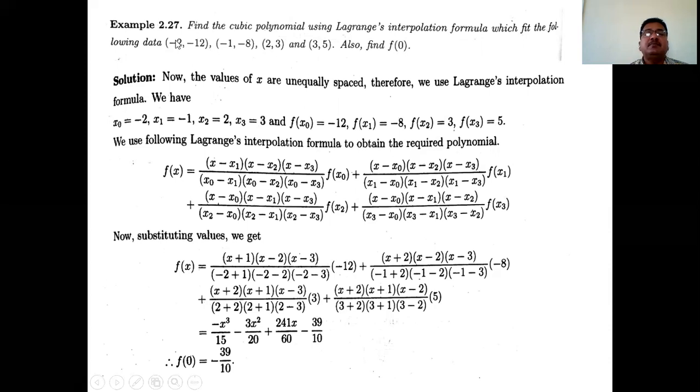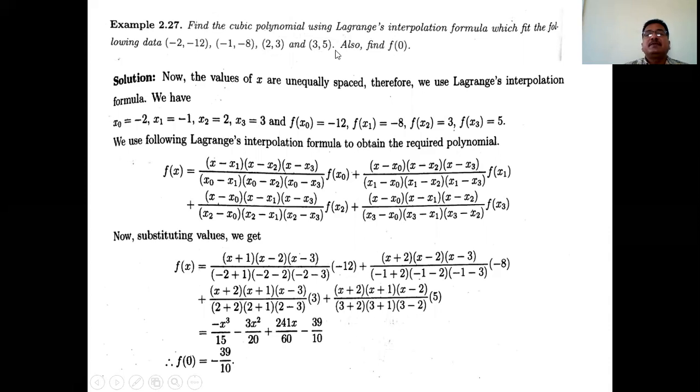what are the values of x in this problem? Minus 2, minus 1. So the distance between minus 2 and minus 1 is 1. Then between minus 1 and 2, the distance is 3, and the distance between 2 and 3 is 1. That means the values of x are not equidistant.